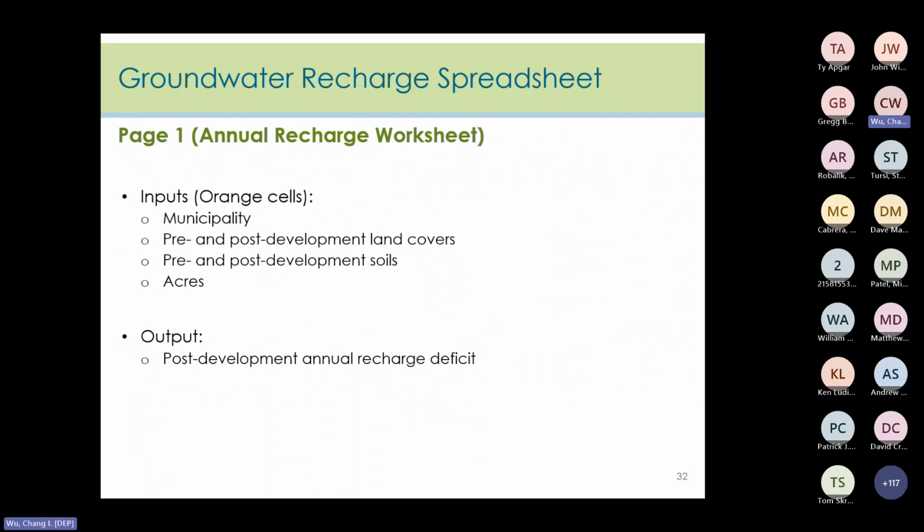So on the first page, you have to input the municipality, the land cover and the type of soil, the soil series, and also the acreage of those land covers. It's important to know the municipality; choosing a different municipality would determine the pre-construction annual recharge. So please be careful to review that the municipality is where the project is located. And the output will be the annual recharge credit deficit from the post-construction condition.